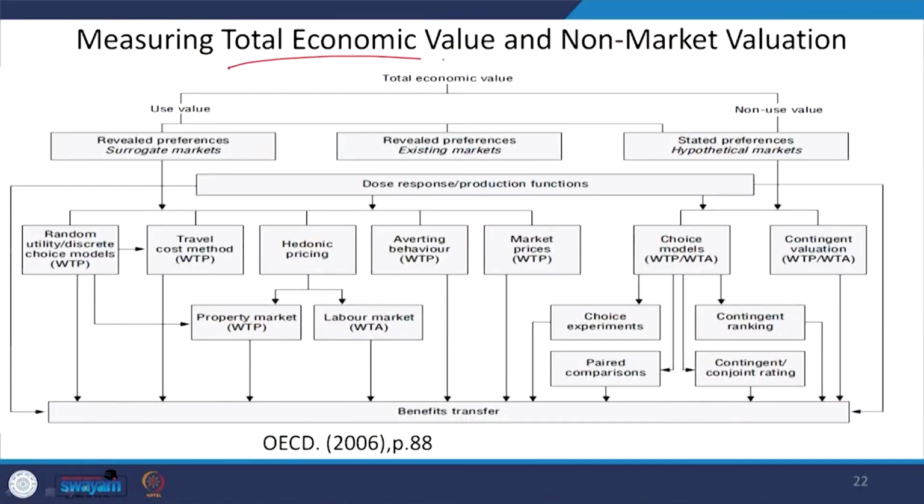So, in a nutshell, if you want to measure this total economic value, we need to go for non-market valuations. Again, what is non-market valuation? Based on use value and non-use value, we will be discussing in the next class two preference methods: one is the revealed preference method and the second is the stated preference method. In the next class we will detail what non-market valuation is and the different methods to find the non-market values of environmental goods and services.